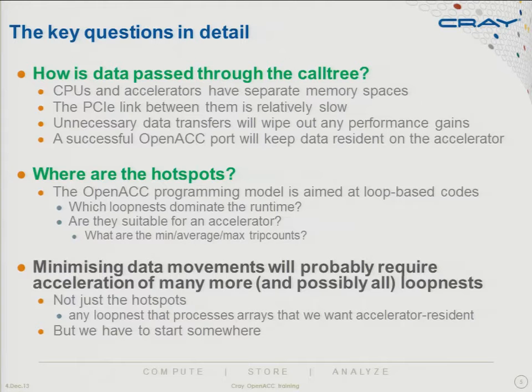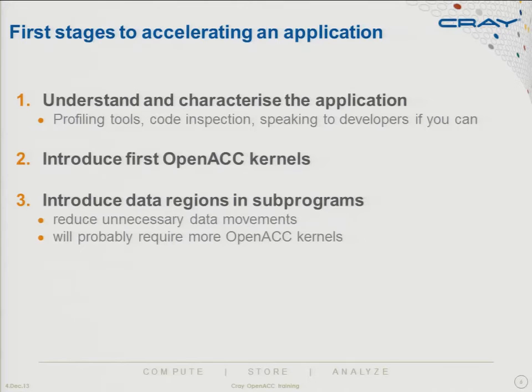We need to know how data is passed, because keeping data resident on the accelerator is the most important optimization you will make. And we also need to know which loop nests dominate the runtime, and are they suitable for an accelerator? We'll probably end up porting all of the loop nests, as we'll see, in order to get data locality, keep the data on the GPU, but we have to start somewhere, so let's start with the things that take the most time.